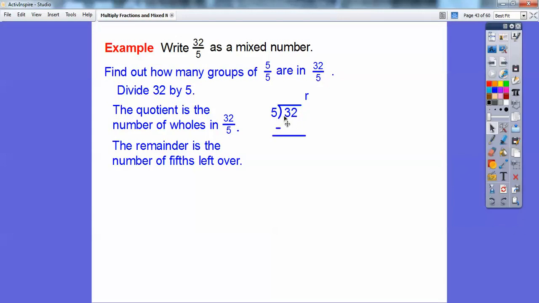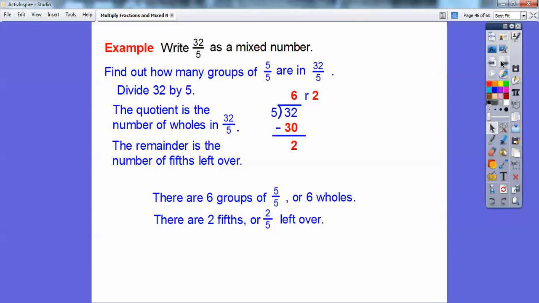Well, 5 times 6 equals 30, so I'm going to put a 6 up there and put a 30 down there. Okay, and then I'm going to subtract and get a remainder of 2, and that's what's going to go right here. Then how I like to write this is I start at the top and go 6 and 2/5. So the answer is there are 6 groups of 5/5, or 6 wholes, and there's 2/5 left over, so it's going to be 6 and 2/5 right there.